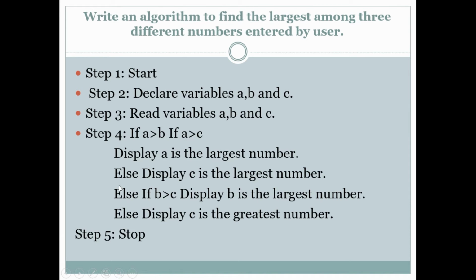Now the second step is checking the remaining two numbers b and c. If b is greater, I will print that b is the largest number, and if a and b are not the greatest, obviously c will be the greatest number among a, b, and c. And at last in step 5 I will stop my program.